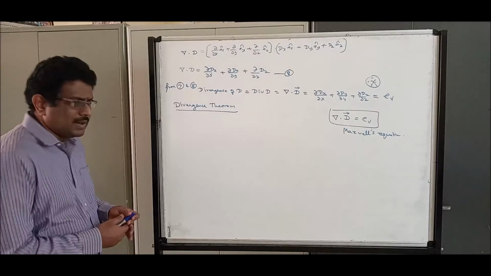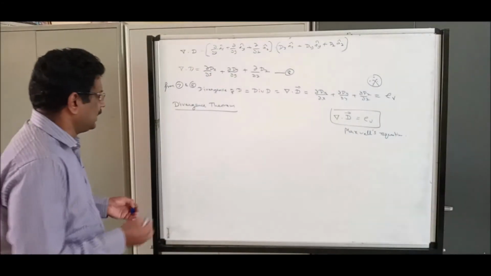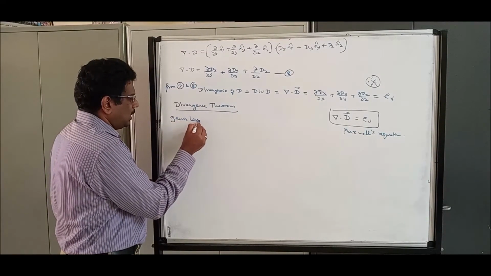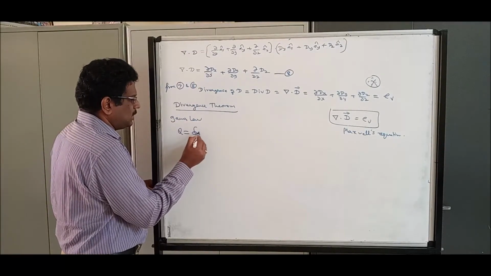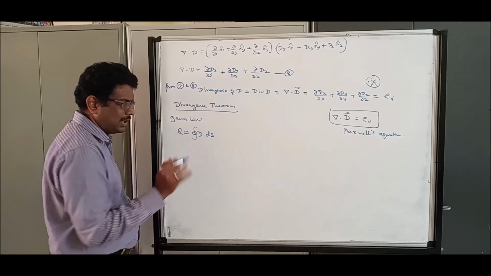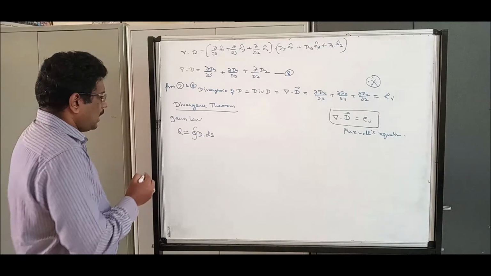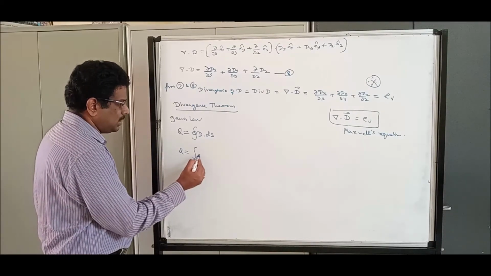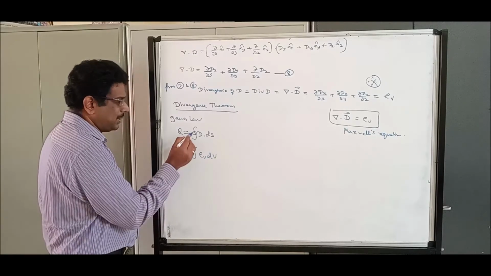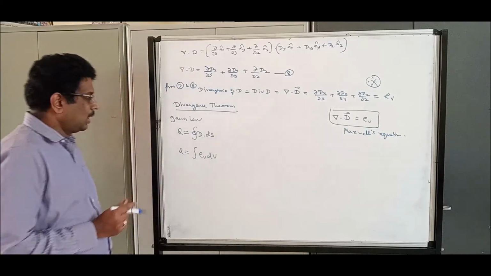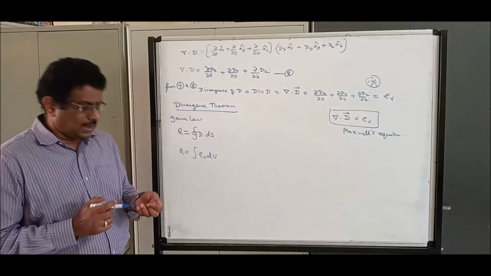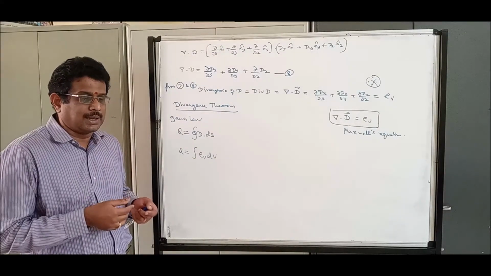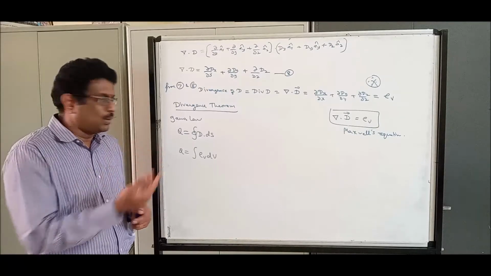So what is the divergence theorem? We will see that later. From Gauss law, we know Q is equal to closed integral D dot dS. And you also know charge and charge density are related as Q equal to integral rho v dv. Remember, this is surface, this is volume. I hope I gave the words divergence theorem in the introduction: Stokes theorem and divergence theorem, which relate surface and volume. I am going to do that.